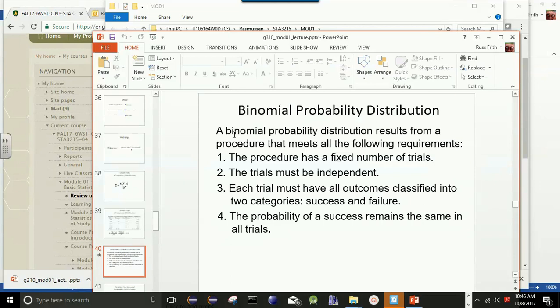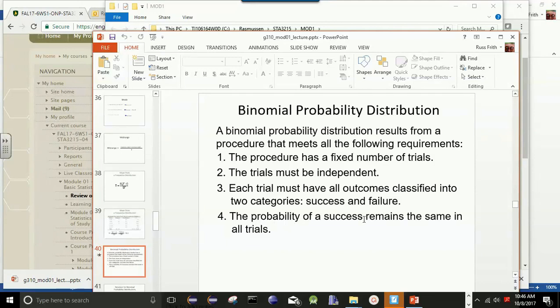So just to review, a binomial probability distribution results from a procedure that meets the following requirements. The procedure has a fixed number of trials. In this particular case, the number of trials would be the total number of customers entering the store, which was 7. The trials are independent. That's the case here. Each trial must have all outcomes classified into 2 categories, success and failure. In this problem, the success would be a customer making a purchase. A failure would be a customer not making a purchase.